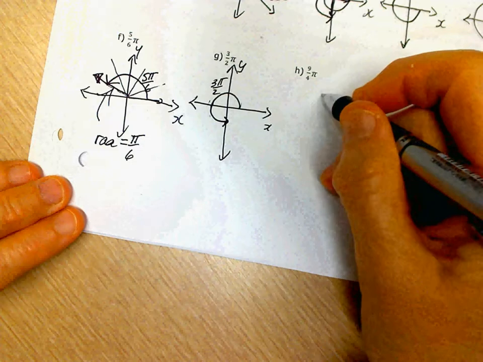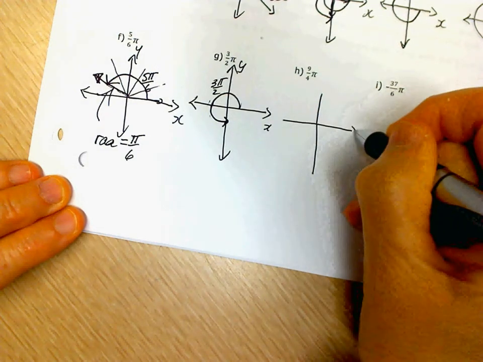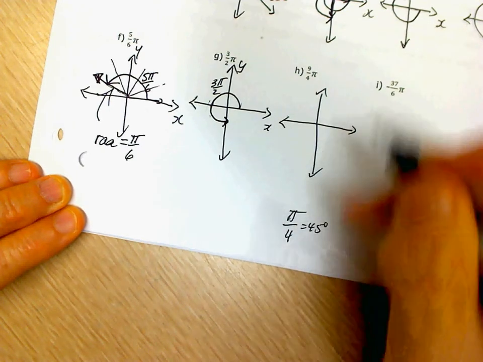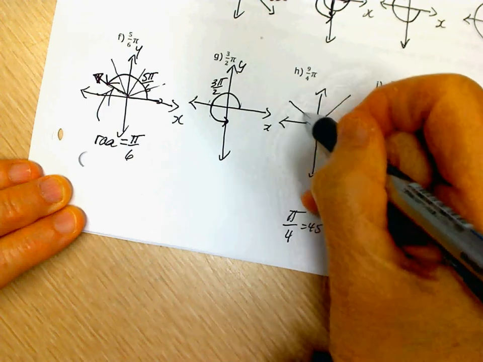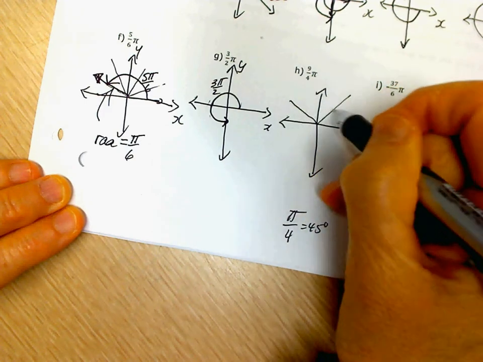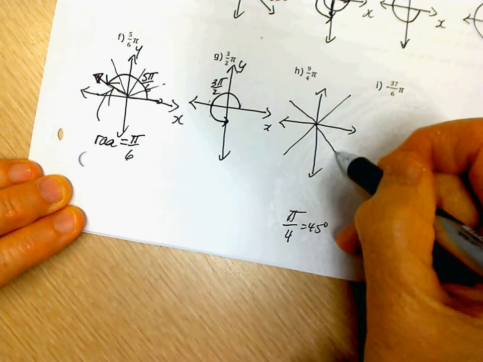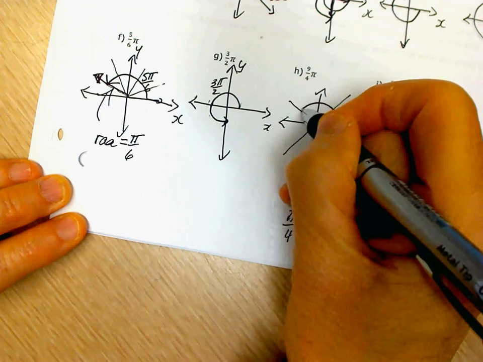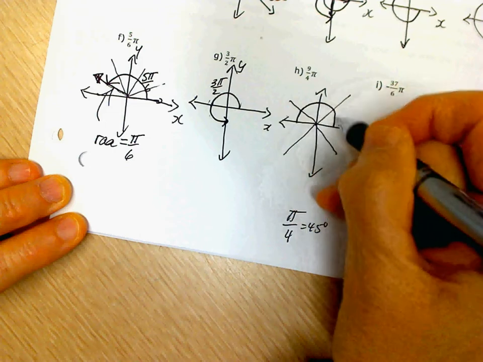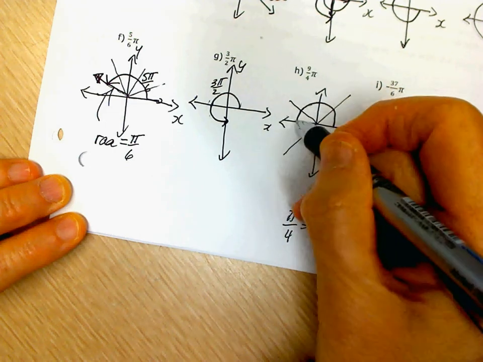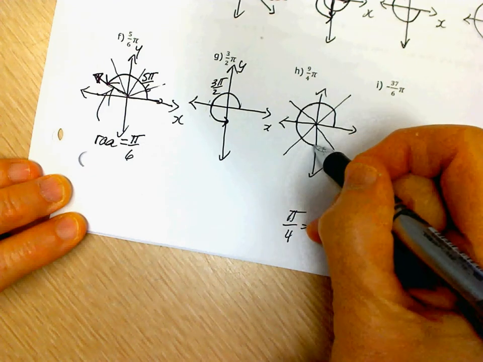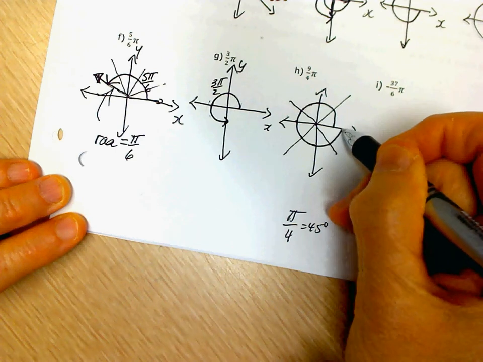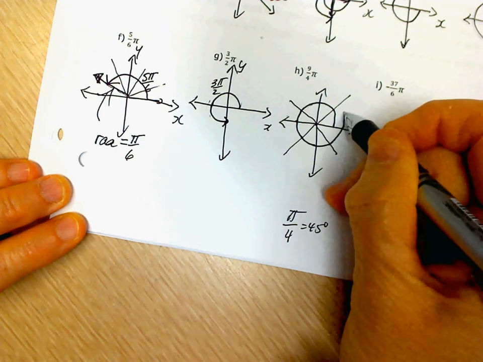9 pi by 4. Well, pi by 4 is equal to 45 degrees, right? So let's just divide this pi radians into 4 parts and this into 4 parts. So this is pi by 4, 2 pi by 4, 3 pi by 4, 4 pi by 4, which is pi, right? 5 pi by 4, 6 pi by 4, 7 pi by 4, 8 pi by 4 is 2 pi radians, which is 360 degrees. Now we come up to 9 pi by 4 radians.